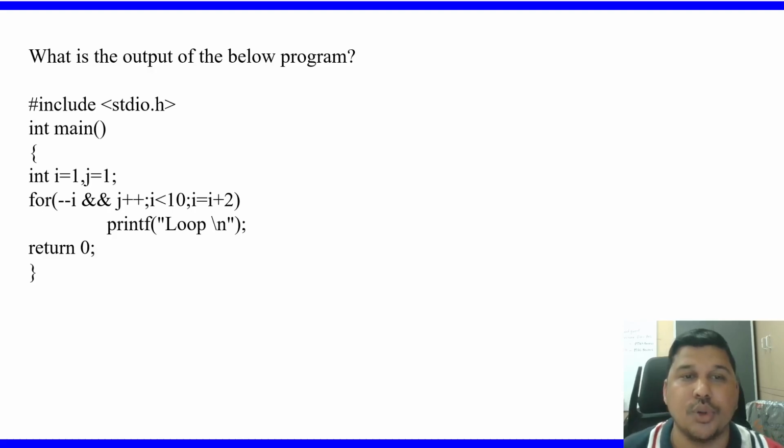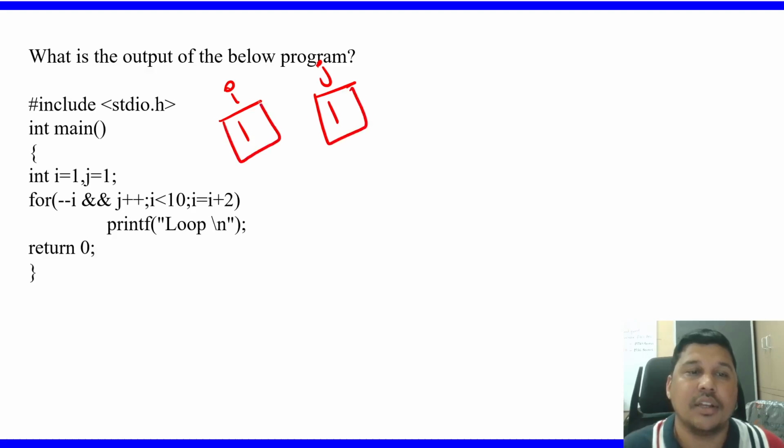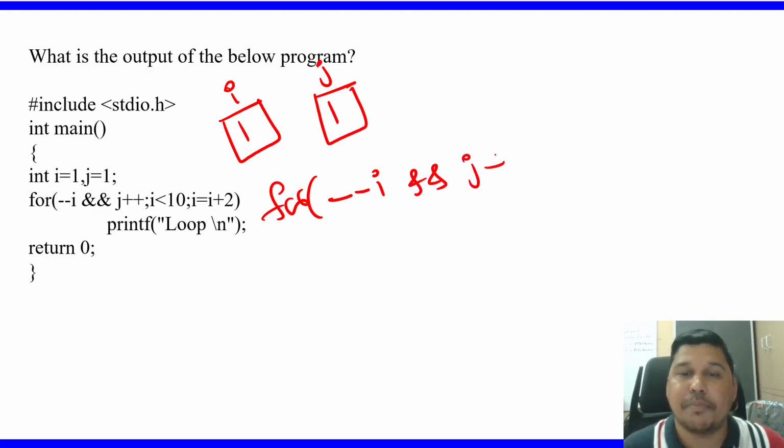Let's understand the solution for this problem. Given i value is 1 and j value is given as 1. Now the for loop has an initialization part that happens one time, then the condition part, i less than 10, then the increment/decrement part, i equal to i plus 2. So in the for loop I have --i && j++, the condition is i less than 10 and the increment is i equal to i plus 2.